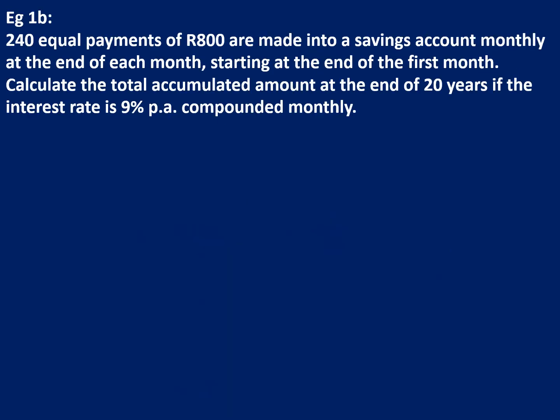Let's look at this example, and it's only slightly different. What's happening in this example is I'm still making 240 equal payments of 800 Rand, but this time I'm making them at the end of each month. And let's see what a difference it makes in the calculation.